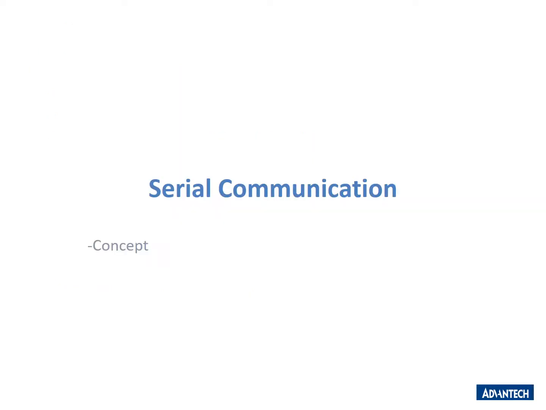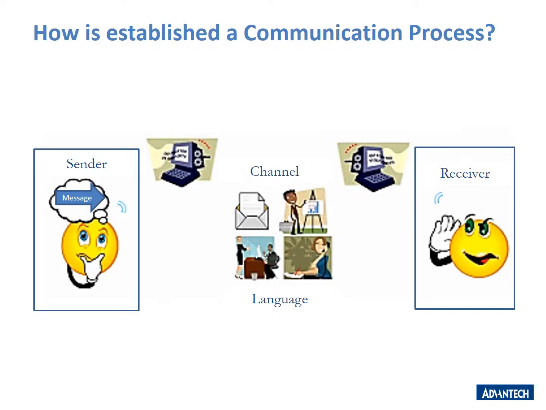Now, we will explain the concept and formats in the serial communication. How is a communication process established and what are its elements? Communication is the process of sending and receiving data over a communication channel. Basically, 2 parties are involved in this process. One is the signal source, that is the sender, and the other is the receiver or destination. The interface is the physical layer or channel through which the data travels. The protocol is the language that the 2 parties use to understand each other.